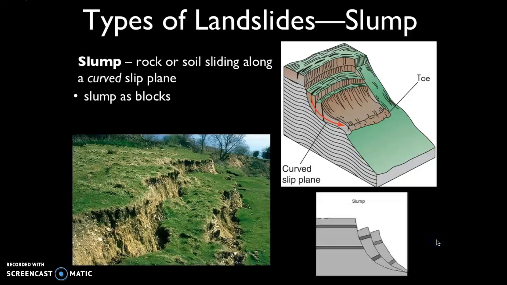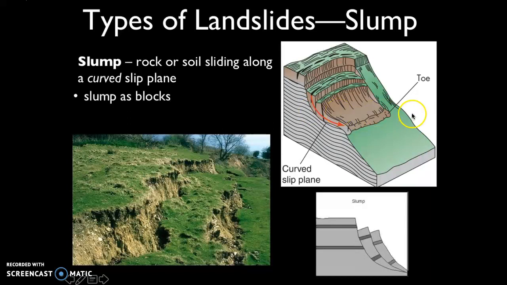So the first type of landslide that we're going to look at is the slump. A slump is rock or soil sliding along a curved slip plane. So when you think of a slump, you think of a curved slip plane, or you think rotation, okay? In this case, the slump moves as blocks, per se.